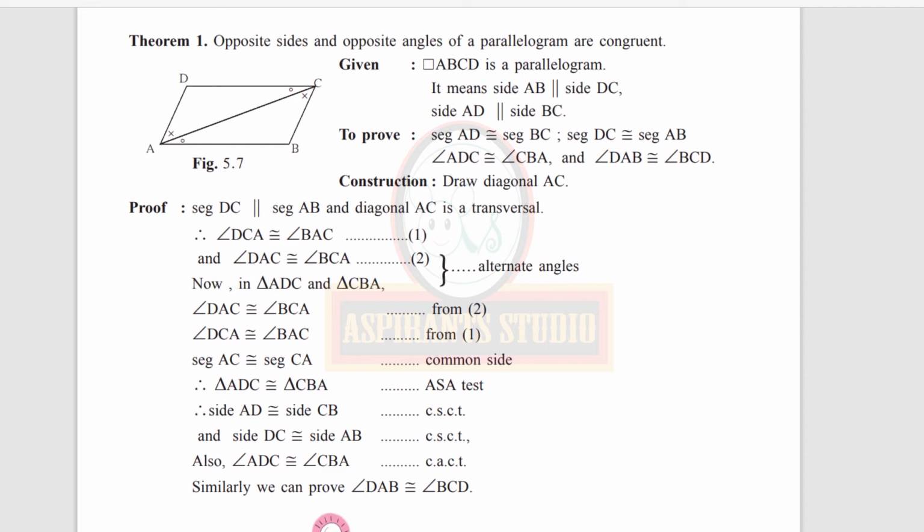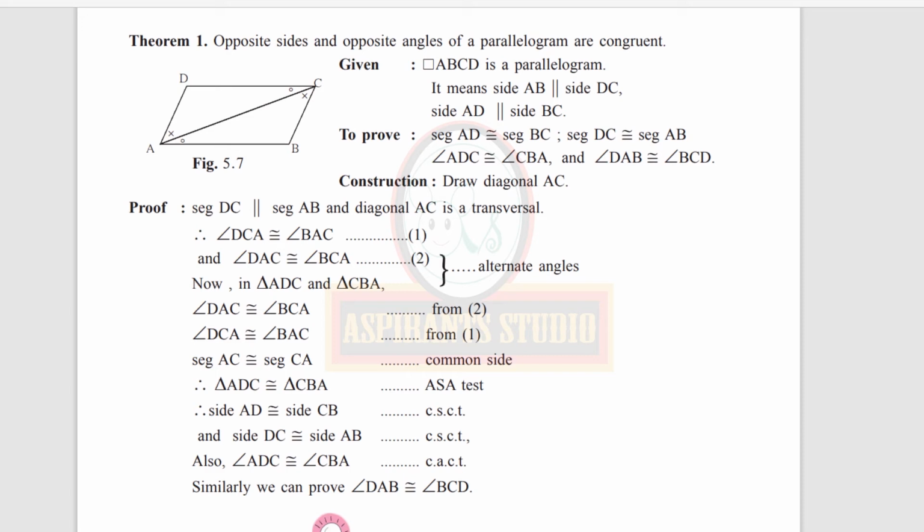Now, let us see what are the remaining corresponding angles of these congruent triangles. Angle ADC and angle CBA, they are left out, no? In the figure you can see. So, angle ADC is congruent to angle CBA. The reason is corresponding angles of congruent triangles. Similarly, we can also prove angle DAB is congruent to angle BCD by drawing the other diagonal BD. So, when you draw the other diagonal BD, then you can similarly prove angle DAB is congruent to angle BCD.